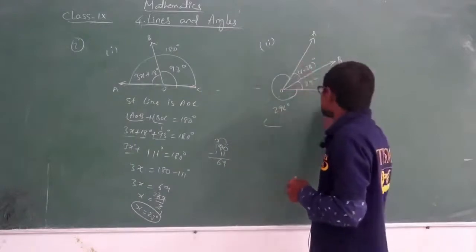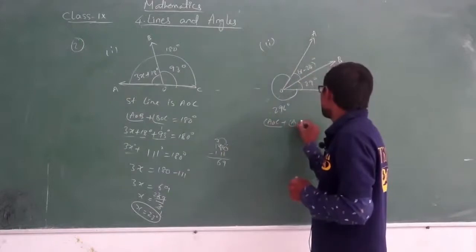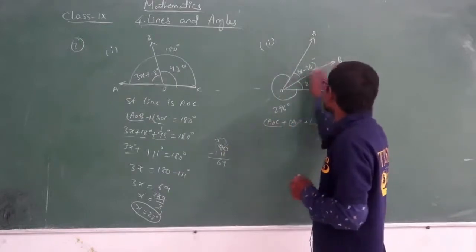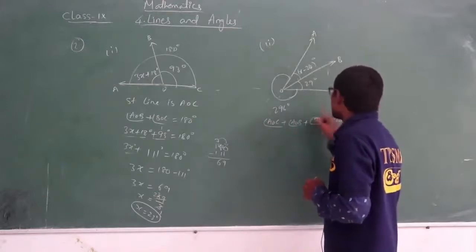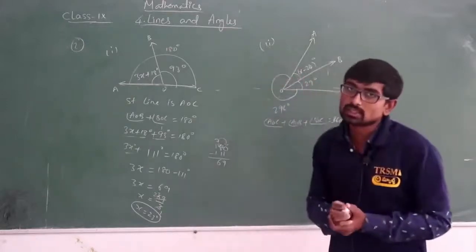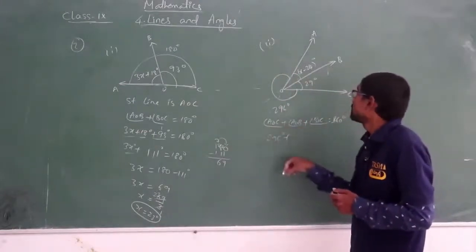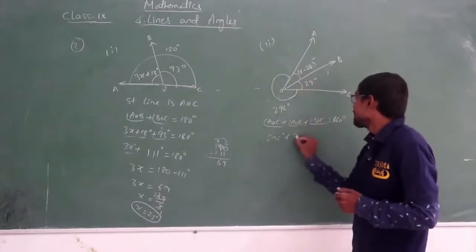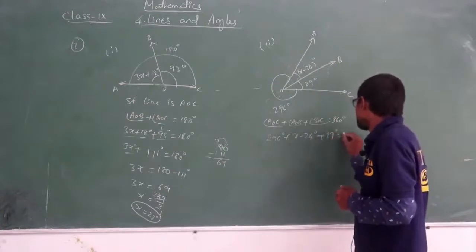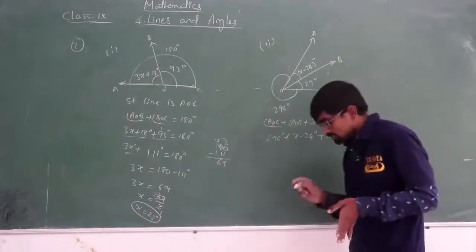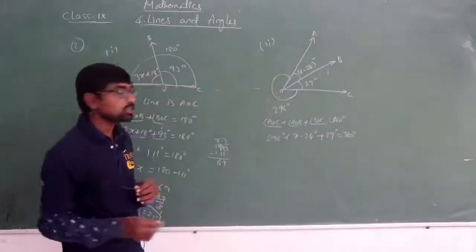Angle AOC plus angle AOB plus angle BOC is equal to 360 degrees. Why? Because this whole angle is the 360 complete angle. So what is this? 296 degrees plus AOB, which is x minus 24 degrees, plus 29 degrees is equal to 360. So first here we have to use the BODMAS rule, isn't it?